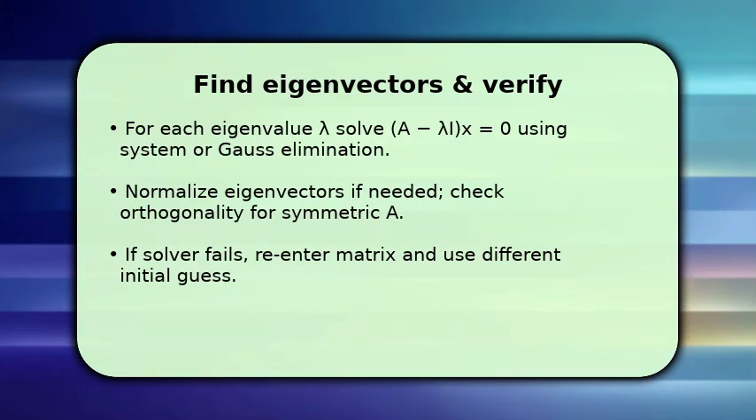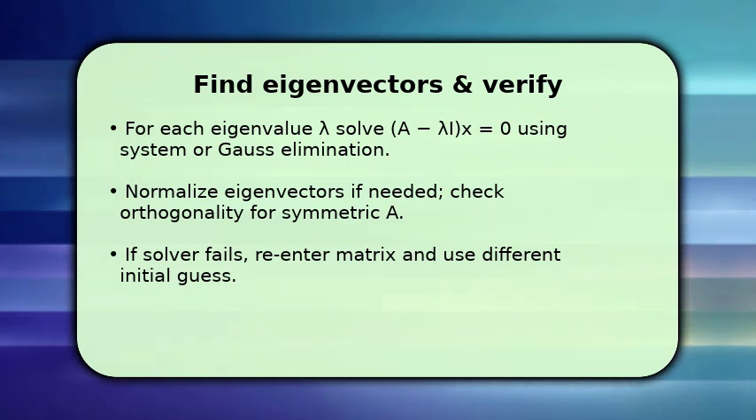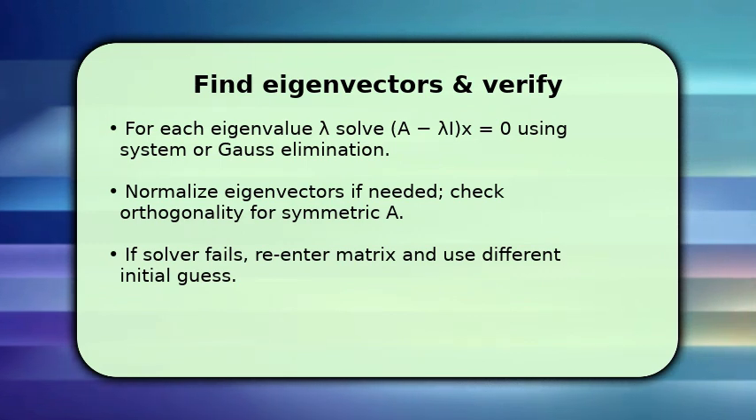Next, find eigenvectors by solving (A minus lambda times I) times x equals 0 for each eigenvalue you found. You can use the calculator's simultaneous equation or row reduction routines. Input the matrix A minus lambda I and perform Gauss elimination to obtain a null space vector. Normalize or scale the vector for neatness.